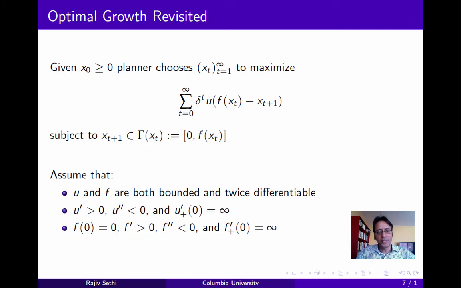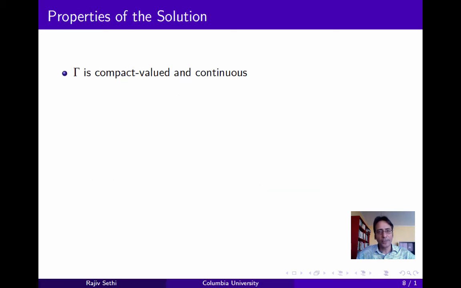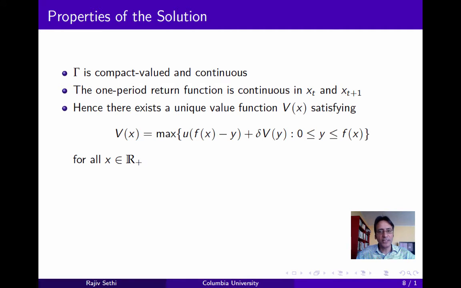We'll assume that both u and f are bounded and twice differentiable. We'll assume that they're both increasing and concave and satisfy an Inada condition at the origin. So u prime of 0 and f prime of 0 are both infinite. And furthermore, f of 0 is 0, so you can't produce without capital. Now you should verify that gamma is in fact compact valued and continuous. You'll see this right away if you just sketch the production function. The one-period return function is continuous by assumption, so our conditions for the existence of a unique globally stable value function are satisfied. And you can check that the value function is strictly increasing.